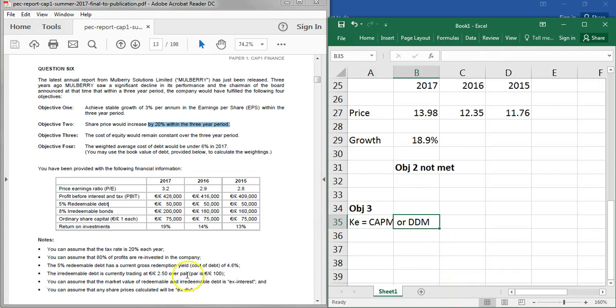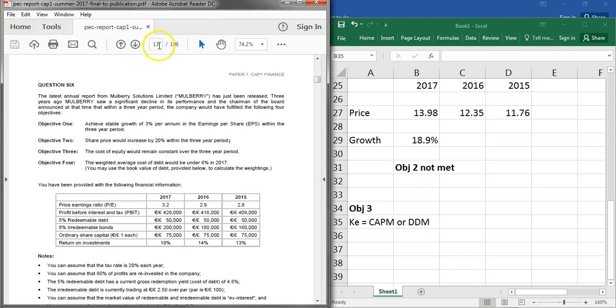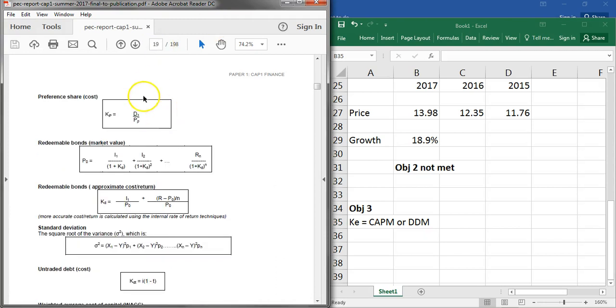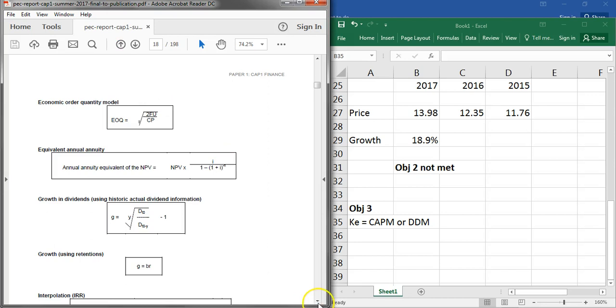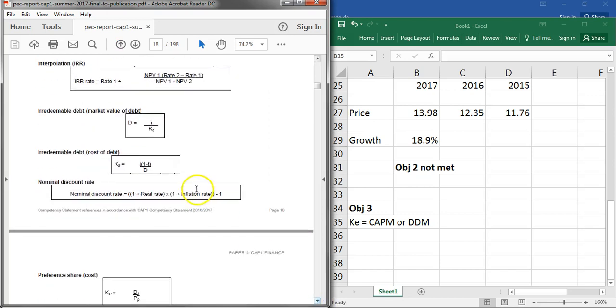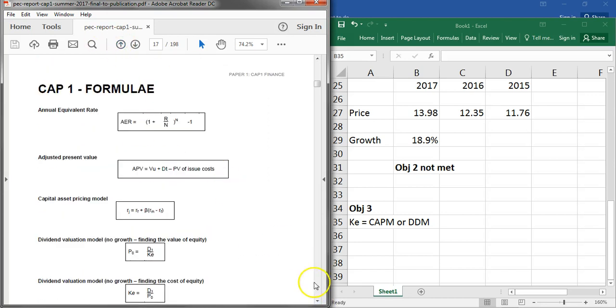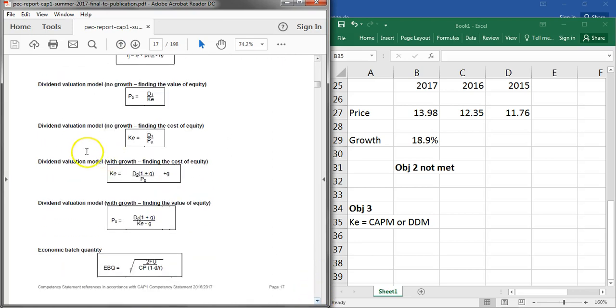So remember, we have this in the formulas. So in your formula sheet that you're given in the exam, we have the dividend discount model. See it here on page 17. So here it is. The dividend valuation model, cost of equity, equals D0 times 1 plus g over P0 plus g. So we now know how we're going to get the cost of equity. We know it's not CAPM, we figured that out because we don't have enough inputs. Have we enough inputs here? Do we have the dividend? Do we have the growth rate? Do we have P?